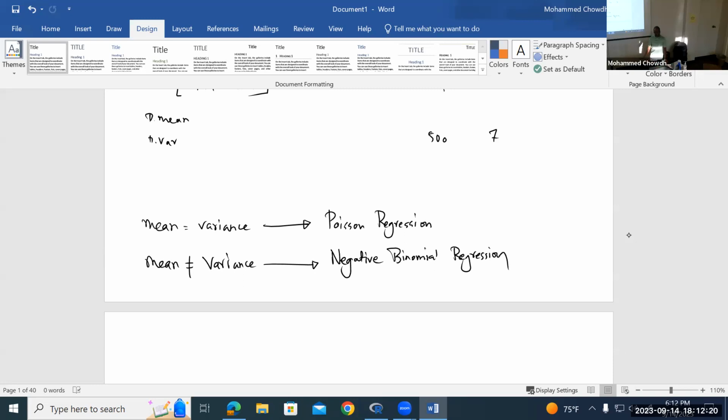Okay, clear, right? All of you in this classroom have seen this model, which is known as the linear model, the regression model. This is the multiple regression model. Now you want to know how we can formulate negative binomial regression.